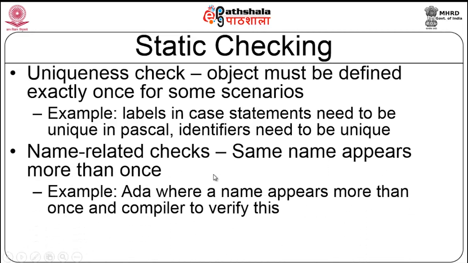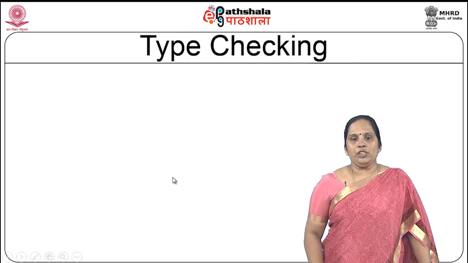The last type of static checking is name related checks, where it verifies whether the same name appears more than once, and if it does, whether it is the same at any point of the statements in your program. At every point of your program, if a particular variable name is used, the consistency should be maintained. That is what we do as name related checks.